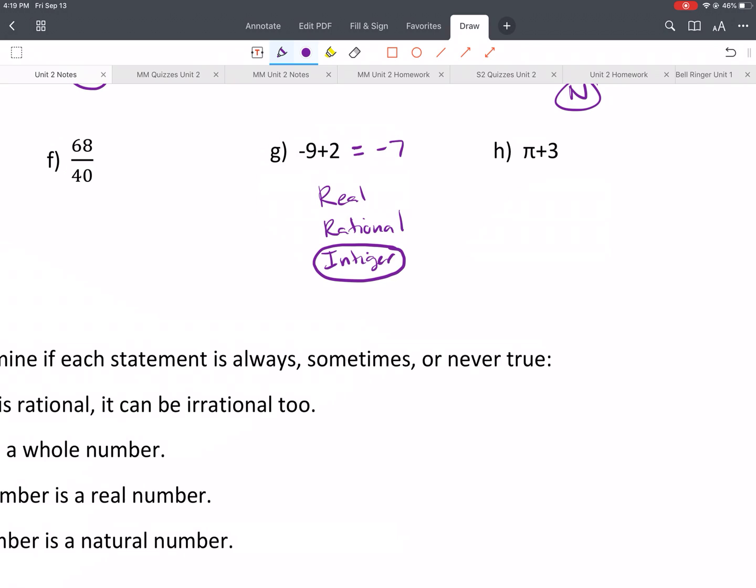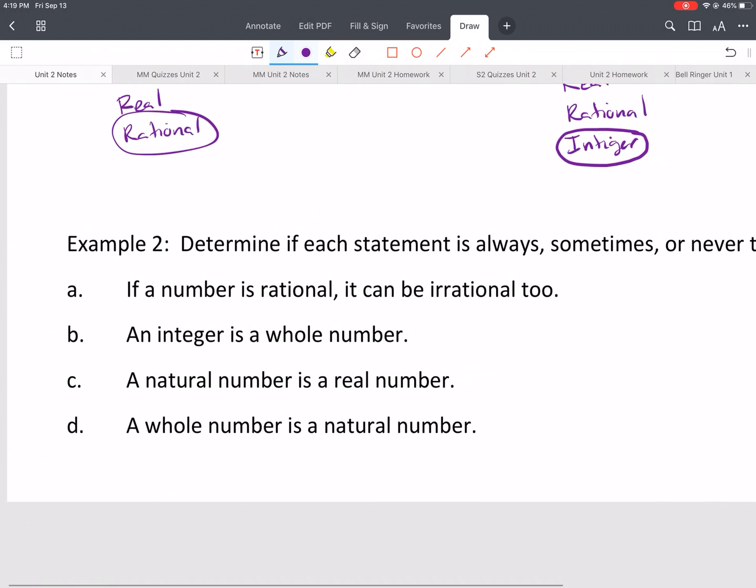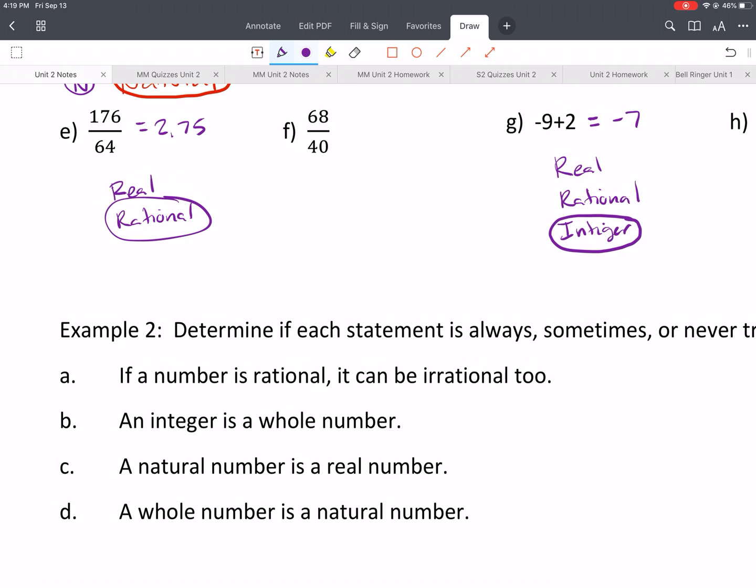So next we have pi plus 3. Well, pi plus 3, if you plug that in your calculator, it'd be 6.1415... with no pattern. So we'd say real and then irrational. Okay. All right, so let's go over some of these.